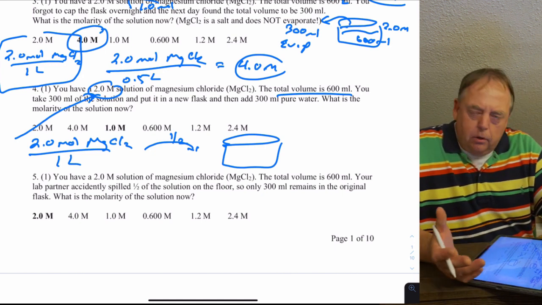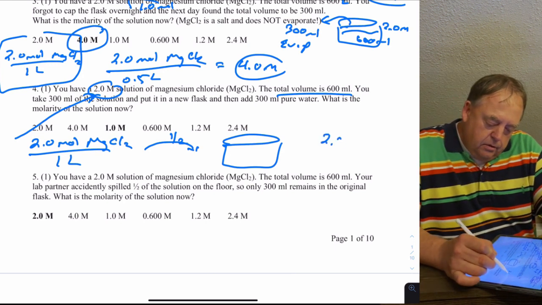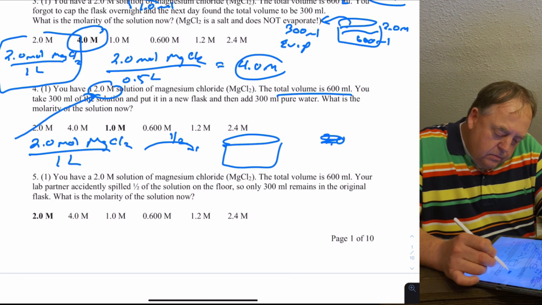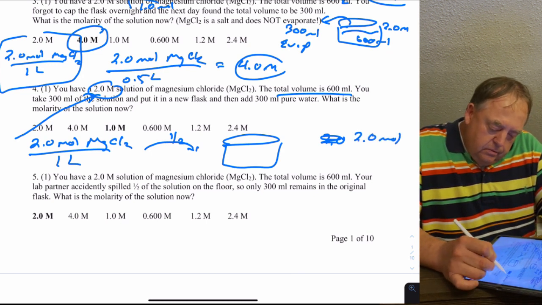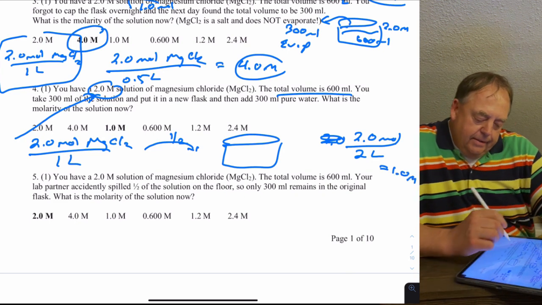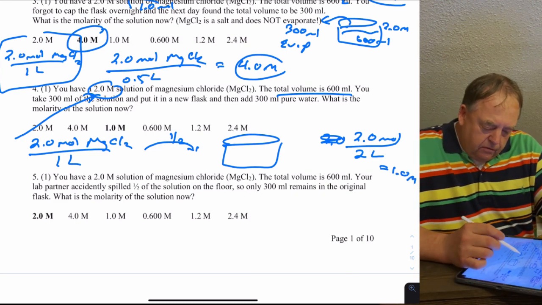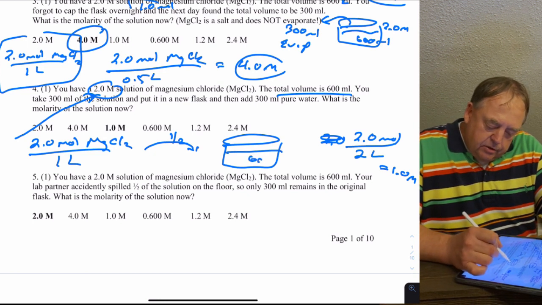so basically you're doubling the volume, right? So if you double the volume, you would go from 2 moles, however you want to look at this problem. If you double the volume, 2 moles, now you have 2 liters, then the molarity would be 1.0 molar, right? Of course, in this question, it's telling you that you have 600 mL and it's 2 molar.